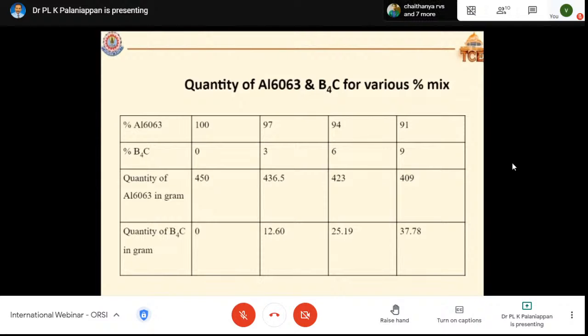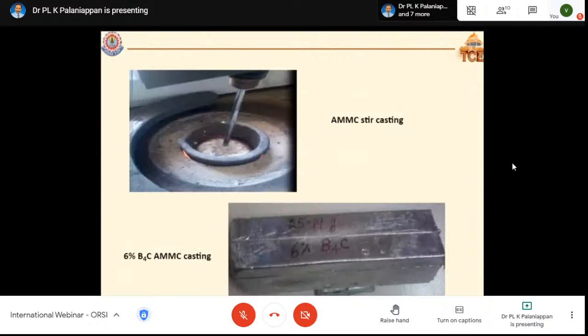Then we have taken the 3, 6, and 9. You can see the weight proportions for it. There is 97% of aluminum 6063 and 3% of boron carbide. Similarly, 94 and 91.